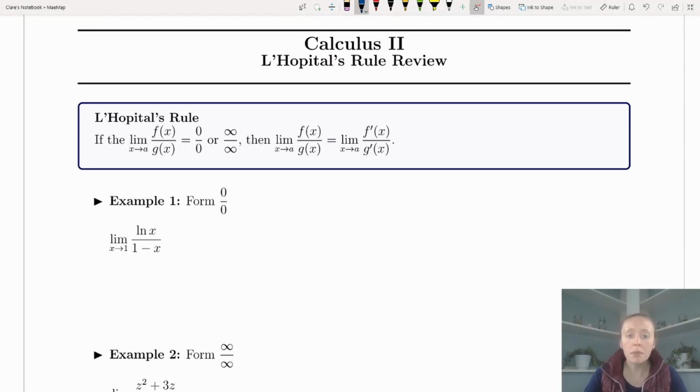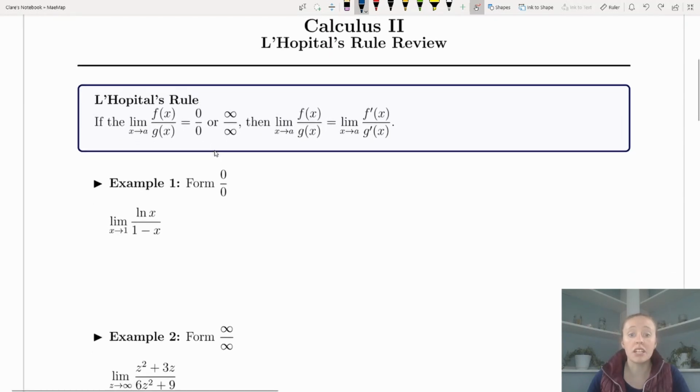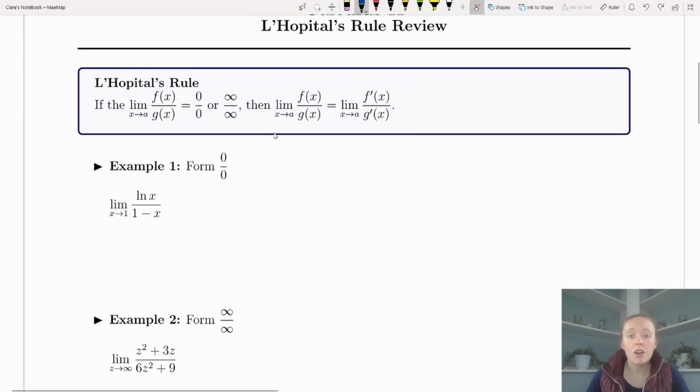So, L'Hopital's rule states that if the limit as x approaches a of some function f of x over another function g of x equals 0 over 0 or equals infinity over infinity, then we can make an equivalent limit. That same limit will then be equal to the limit of the derivative of the numerator over the derivative of the denominator.